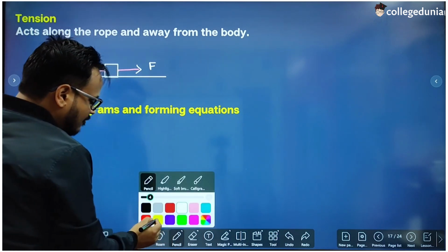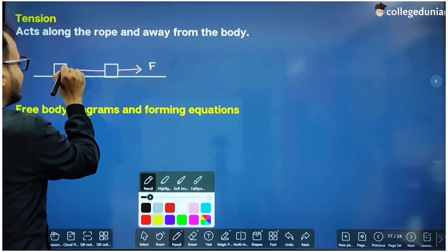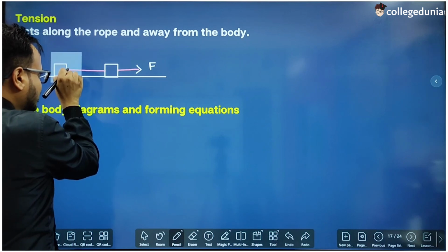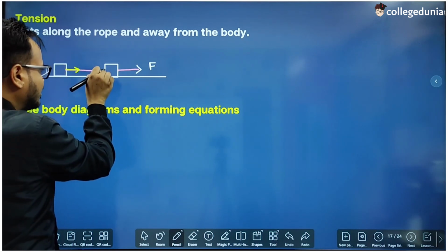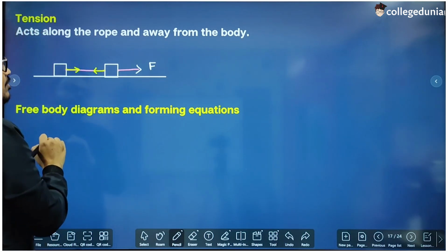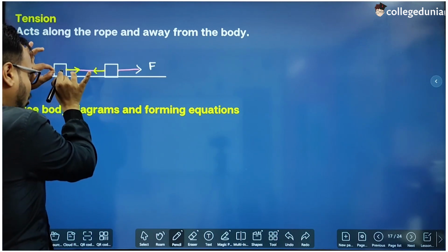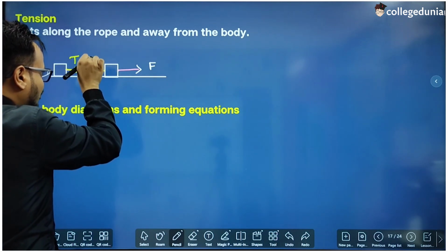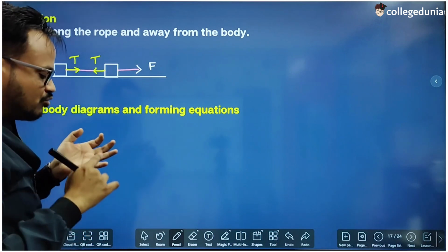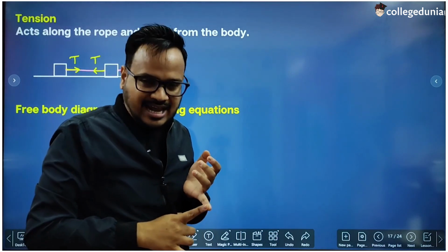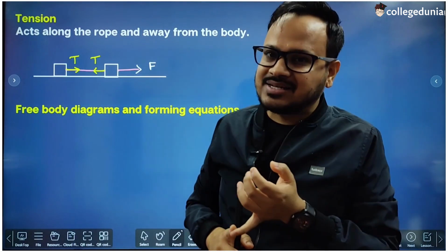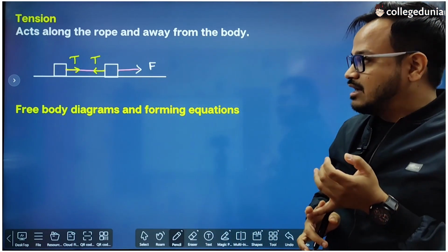For example, if we want to find the direction of tension at this point, then it is away from the body, and at this point it will be in this direction. But since the rope is the same, both the tensions will be the same, because we consider that the ropes are massless and frictionless, and if the ropes are massless, then the tension will be the same at every point.